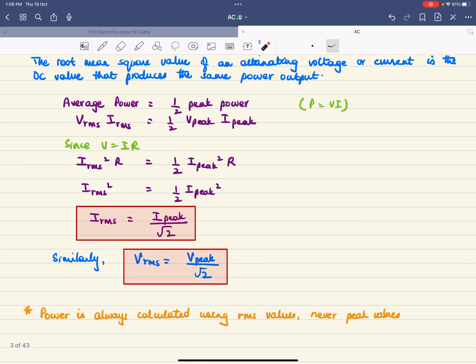If you're asked to calculate power, you should always only use RMS values, never peak values. You can use Ohm's law, V equals IR, when there's a resistor in an AC circuit, but you never mix up peak and RMS values. Your V and your I both have to be RMS, or both have to be peak values.